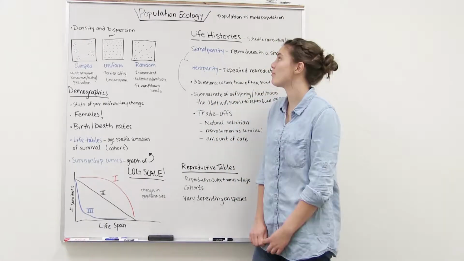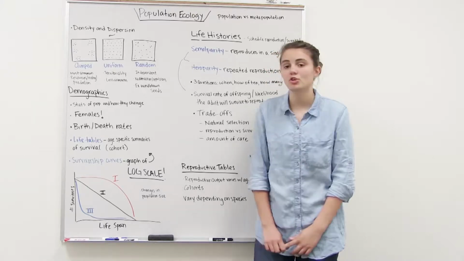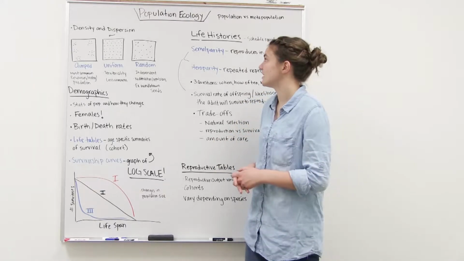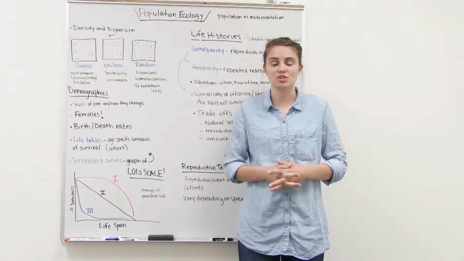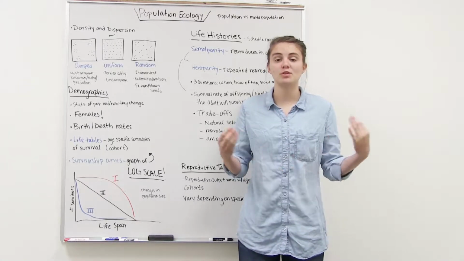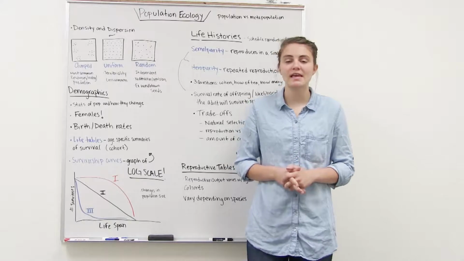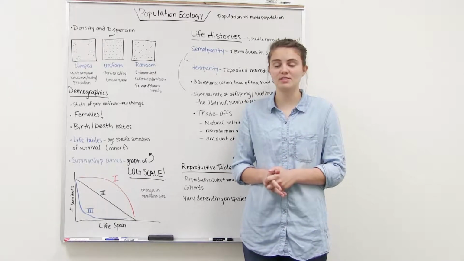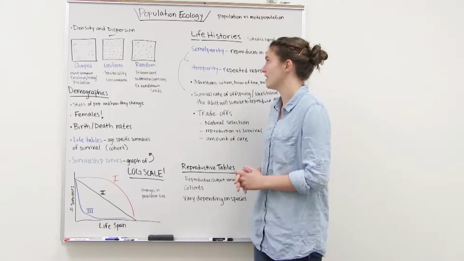Today we're going to be talking about population ecology. So first off, we need to understand what population ecology is. Basically, it's the study of populations and their interactions with each other and their environment. So what's a population? A population is any group of individuals of the same species living within the same general area.